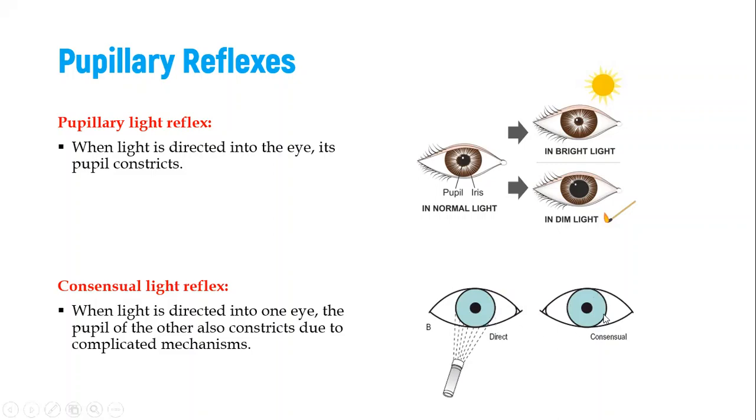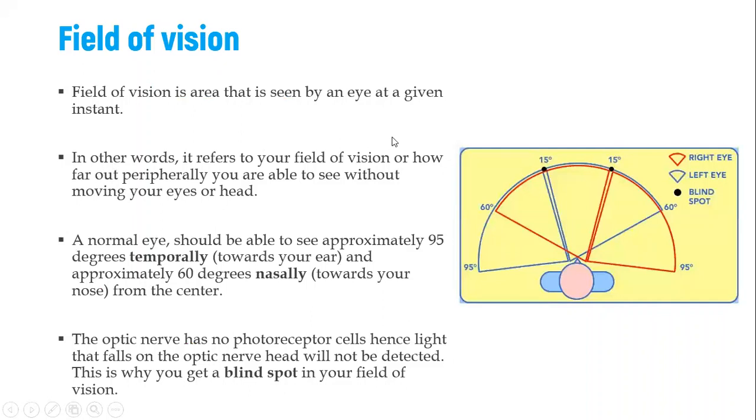So they work together. That is what we call consensual light reflex. The other important concept in physiology of vision is the field of vision. The field of vision is the area that is seen by the eye at any given point. It is how far you're able to see centrally and even peripherally, the area that you're able to see without having to turn your head. So that is what we are talking about, a field of vision.